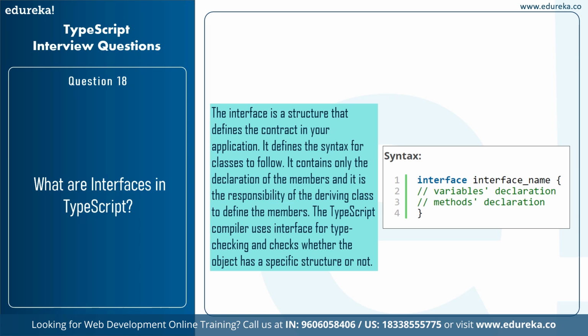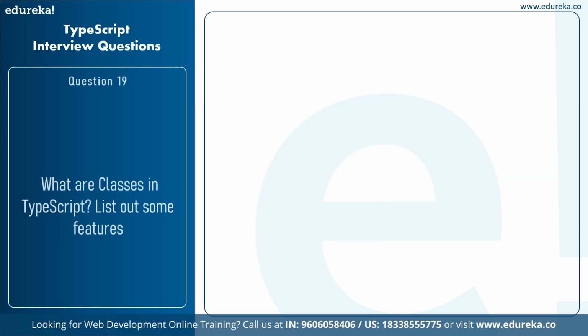Talking about the syntax, all we need to do is take the interface keyword and then pass the interface name. Now inside this, we will take the variables declaration and the methods declaration as well. So this was the syntax for interfaces and also what are interfaces in TypeScript actually. Now the next question is, what are classes in TypeScript? And list out some of its features.